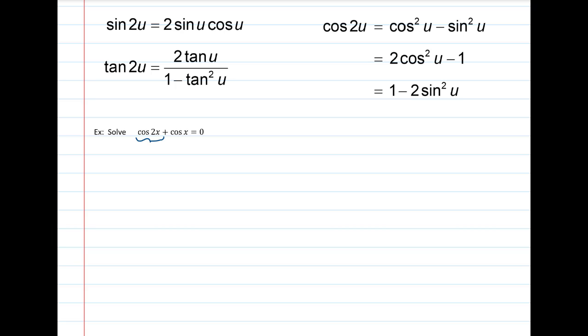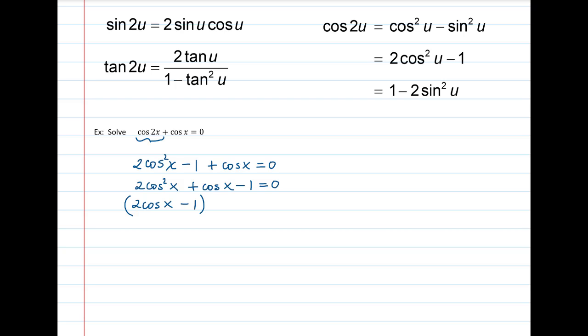Now in this example here, we're asked to solve cosine 2x plus cosine of x is equal to 0. And I can't do anything with cosine of 2x and cosine of x because they have different angles. So here's where I'm going to get to use my double angle identity. Remember we had 3 variations for cosine of 2u. So I'm going to purposely pick the second one here, 2 cosine squared of u minus 1, because that would leave me everything in terms of cosine.